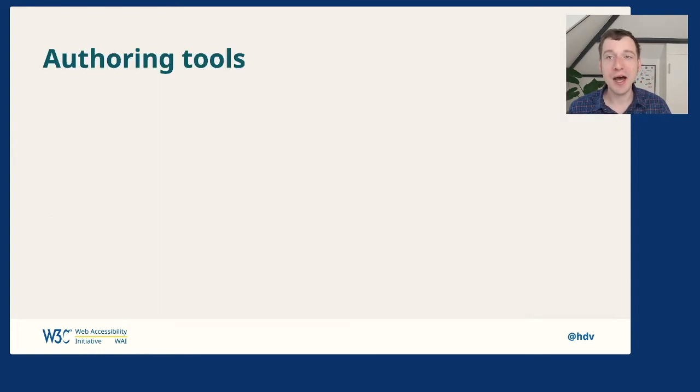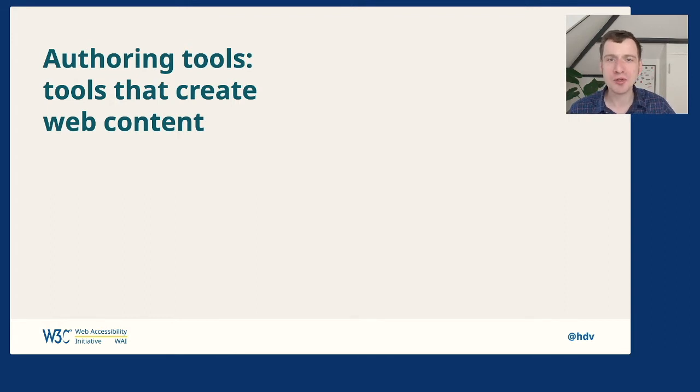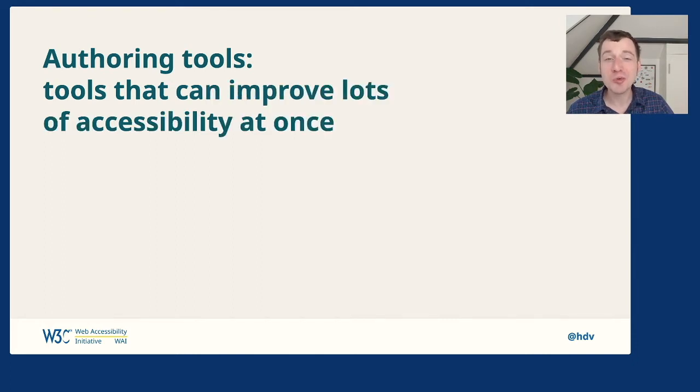Now, I focus mostly in my work on authoring tools. And authoring tools, if you're not familiar with that phrase, they are tools that create web content. And with that, as probably won't surprise you, they are also tools that can improve a lot of web accessibility at once. That is a very exciting prospect, I think, and I'll be talking a lot today about how we can make that a reality. How can we really employ authoring tools to improve accessibility in many places at once.